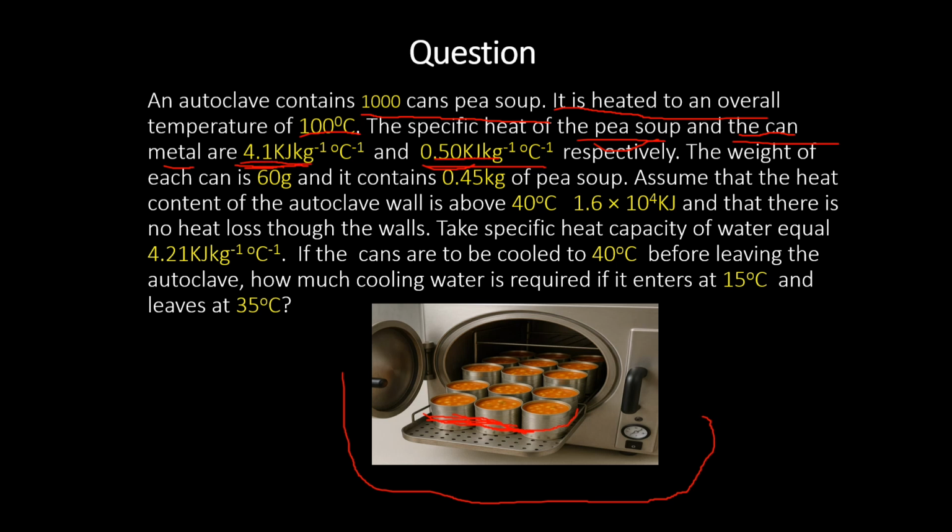So the first specific heat capacity here is for the pea soup, and the second one is for the can. Okay, the weight of each can is 60 grams. That is, each can that is present here has a weight of 60 grams. Of course, we know that we need to convert the weight, that is the mass, to kilogram. Why? Because all other parameters that were given are usually in kilogram. You can see kilogram here and in some others. So we need to convert the mass here to kilogram.